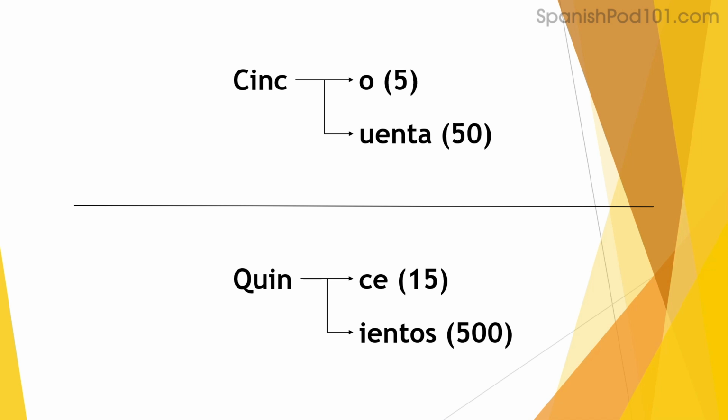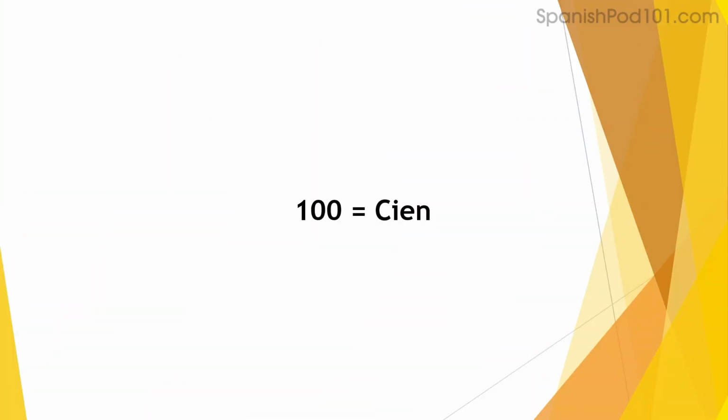Let's repeat, please. 5, 50, 5, 50, 15, 500, 15, 500. So the idea of this diagram is just to help you memorize these numbers, so you don't get confused.